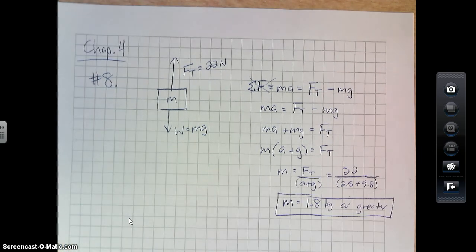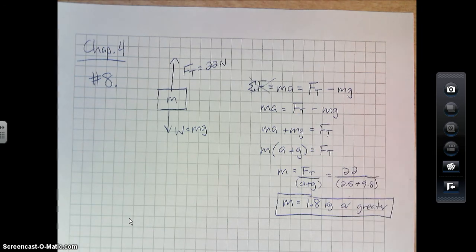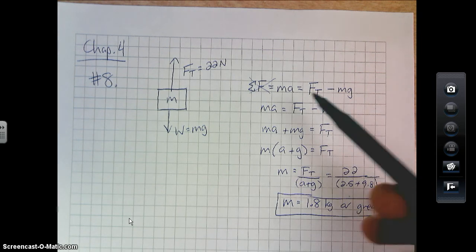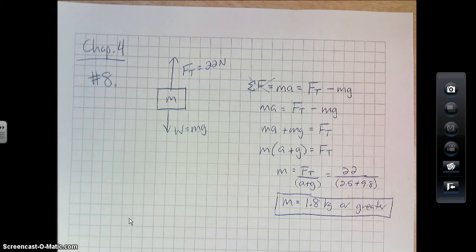So notice that again, this is a way to solve for the mass when you're only given really one number. Definitely possible to do. So again, this type of idea, writing this sum equation right here, that's going to be also helpful in many other problems that you might have. All right.